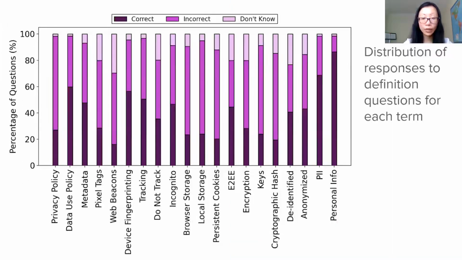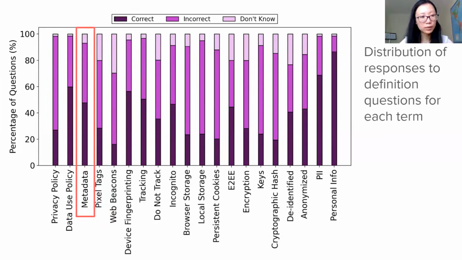So here we have a graph about the distribution of responses for each of our definition questions. And so all the terms are on the x-axis, and on the y-axis, you see the percentage of correct answers to that question, and then the proportion of answers that exhibited a particular misconception, which is marked as incorrect, and then the percentage of users that said, I don't know. So we've already talked about pixel tags. Let's look beside it, metadata. How do we read this graph?